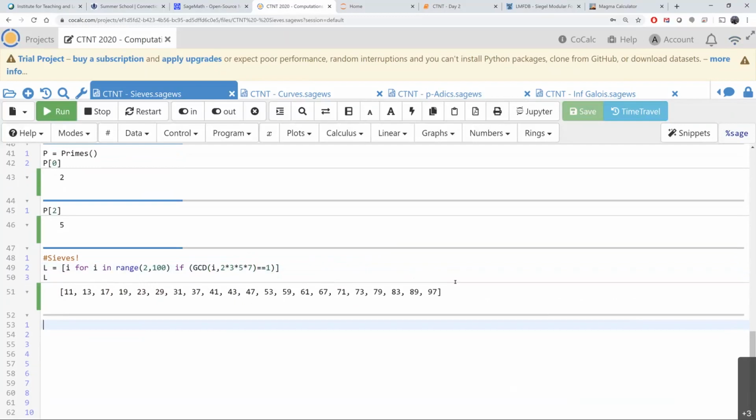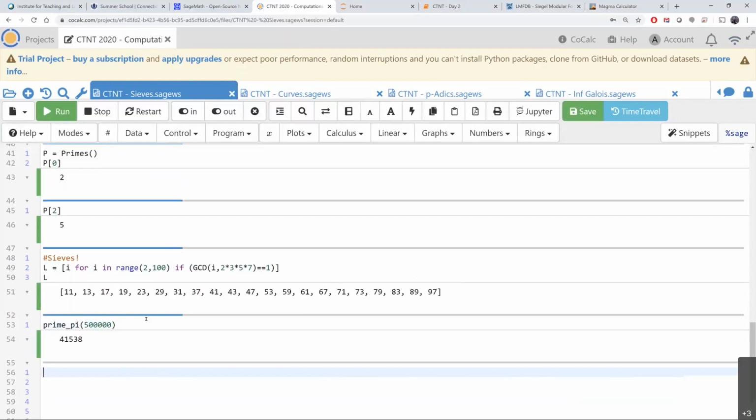It also came up in my lecture, when we were talking about elliptic curves of prime conductor, that we wanted to know how many primes there are below 500,000. Well, the prime counting function is prime_pi, and prime_pi will tell you exactly what you want. So here is 500,000, and there are 41,538 primes below 500,000. Please, Brandon, let me know if there are any questions.